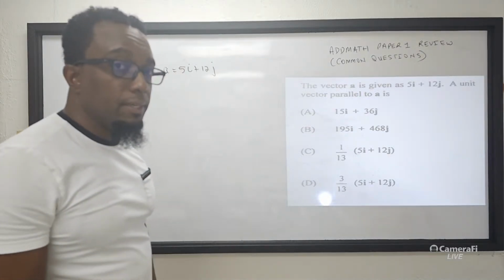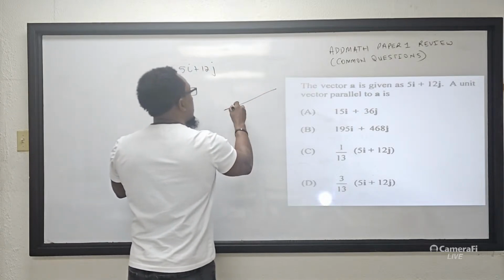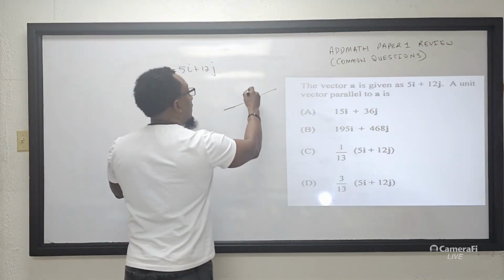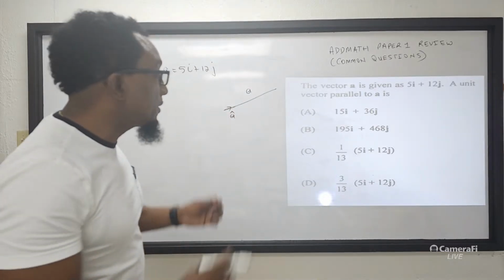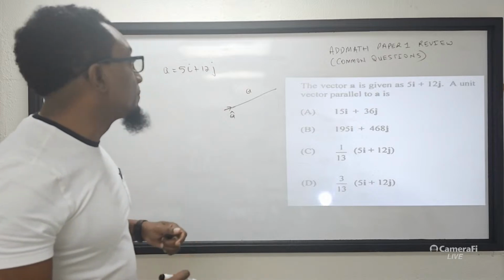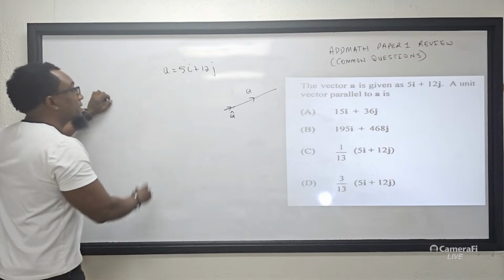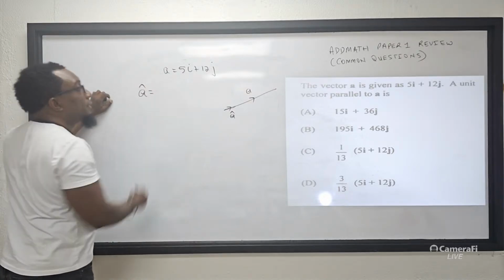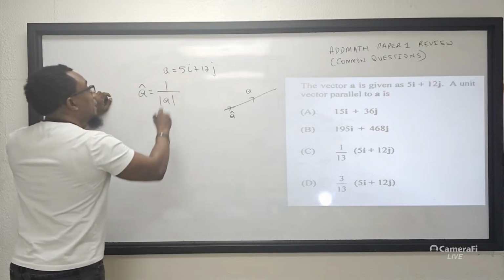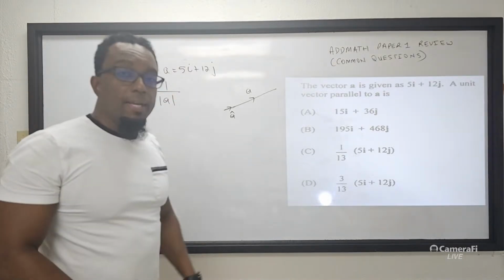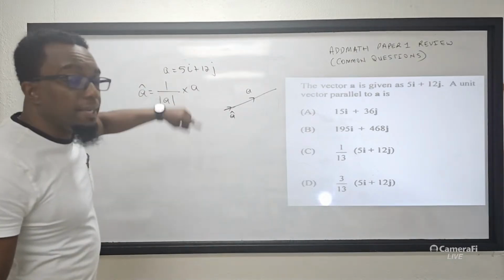Now, what is a unit vector? A unit vector is a vector which is just basically a fraction. This is the given vector A. The unit vector, which I write as A hat, is just a little fraction of the given vector, moving in the same direction. So the unit vector is always formed by using a formula. The fraction is 1 all over the modulus of A, times the vector A. That's the formula to find the unit vector.